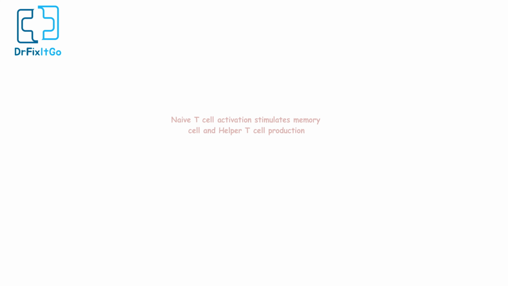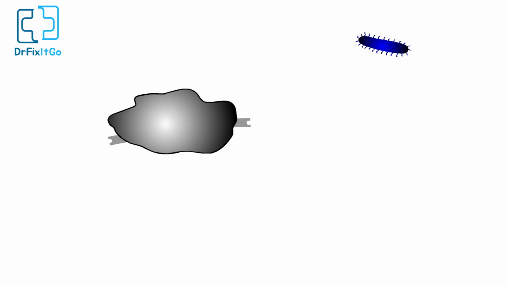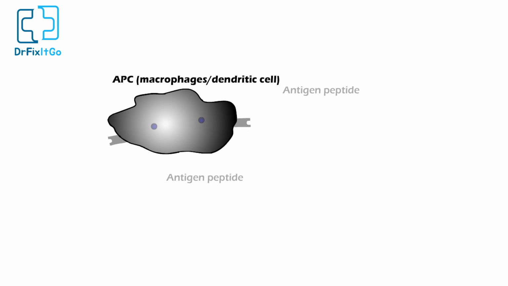Naive T cell activation stimulates memory cells and helper T cell production. The actual acquired immune response originates with the innate immune response and the entry of antigen into the body. At their site of entry or within the lymphatic system, the antigens are phagocytosed by the APCs, such as dendritic cells and macrophages. As the cells migrate to the lymph node or other secondary lymphoid tissue, the antigens are broken down and peptide fragments are displayed on the surface as MHC2 or peptide complexes.